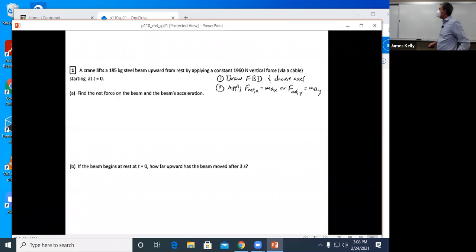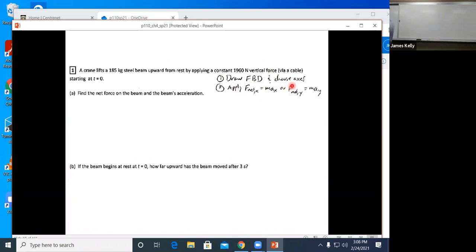Okay, so our rules for these using Newton's law is always going to be first draw a free body diagram. That's a very crude drawing of the thing. You don't want to be artistic. I'm just going to draw my beam as a blob, and I'm going to label its mass in the middle if I know it. And then choose axes.